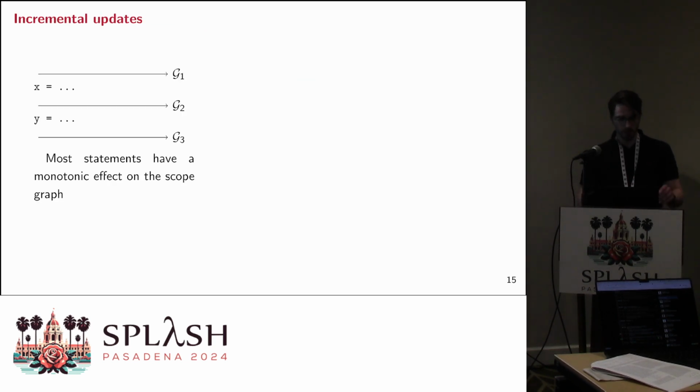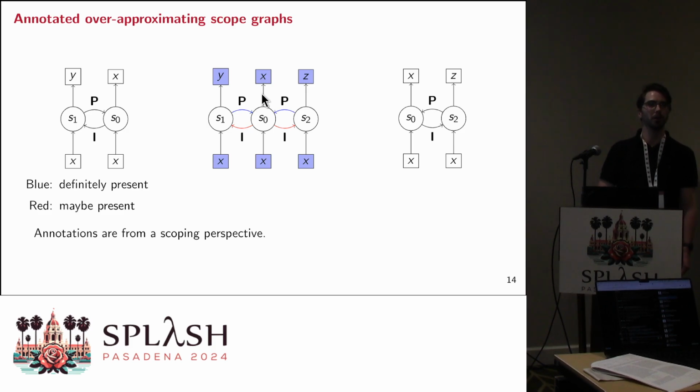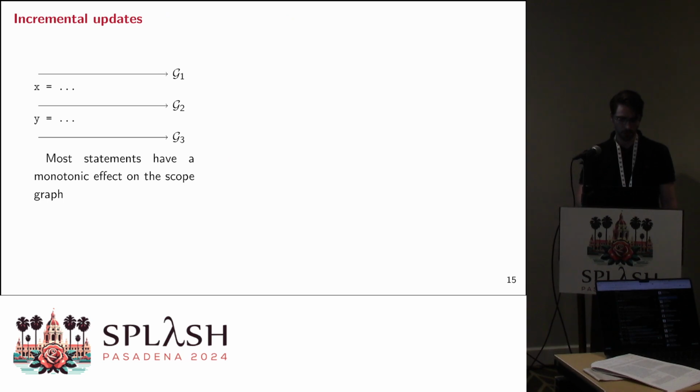So now the situation we have is we have these annotated scope graphs, we can query them and obtain these completions that are sound, because what we do is we only query the definitely present values. So if we now query from S0 the available declarations, we would only get x, because that is the only one that is definitely in scope. And that means that we get sound completion candidates.